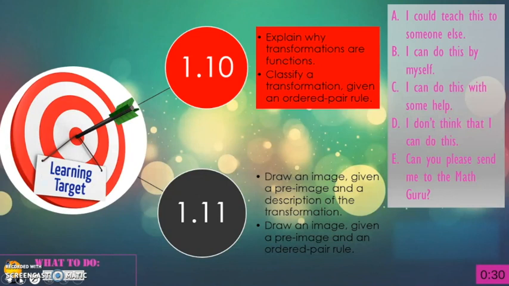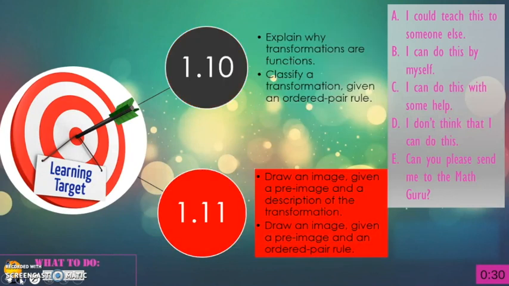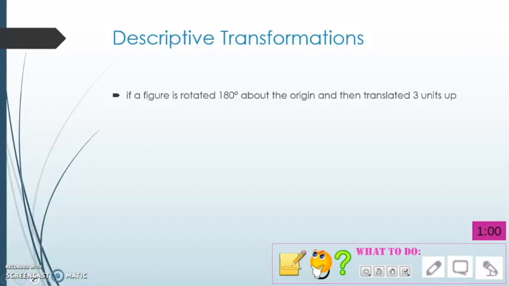Okay, that was the end of our first set of objectives. Now let's move on to draw an image given a pre-image and a description of the transformation, and then draw an image given a pre-image and an ordered pair rule. So, descriptive transformations, you can just do several transformations at one time.